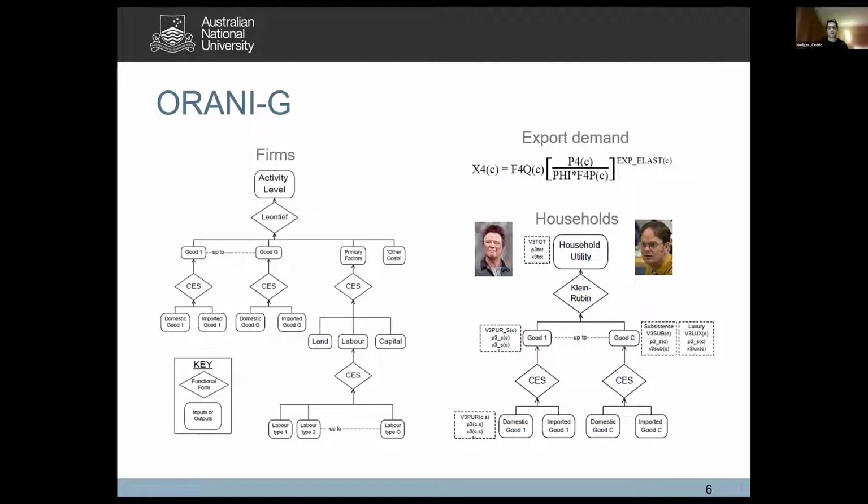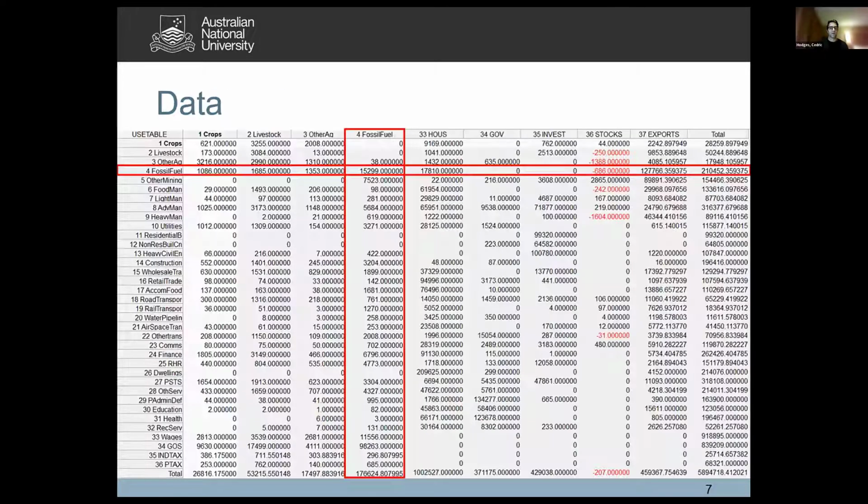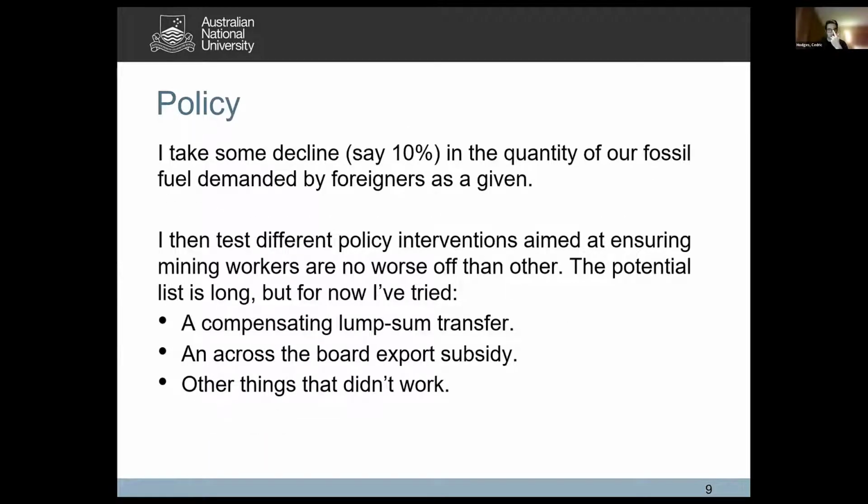There is also a price shifter, right, which I've not touched, and so the simulation results that you'll see next are with a 10% decline in that quantity demanded by foreigners as a given, and then against that I'm testing the impacts of different policy interventions. At the moment, and again very open to suggestions, I've just taken the simple assumption of saying whatever policy it is that I'm considering, and as you can see at the end there, I've considered a few that don't quite work at the moment.